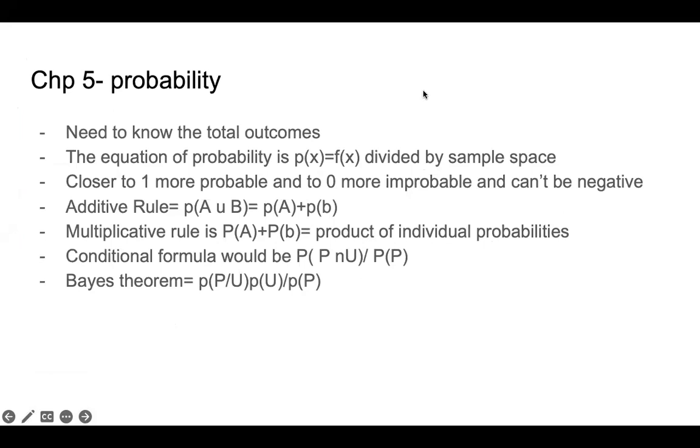Yeah, good. For the prior probability, you need to know the total outcomes. The probability equation is basically the sample space divided by the sample space. Closer to one is more probable and closer to zero is less probable; it can't be negative. That's the adding formula, and that's the multiplication, the conditional formula. So it depends on the whole wording, basically.